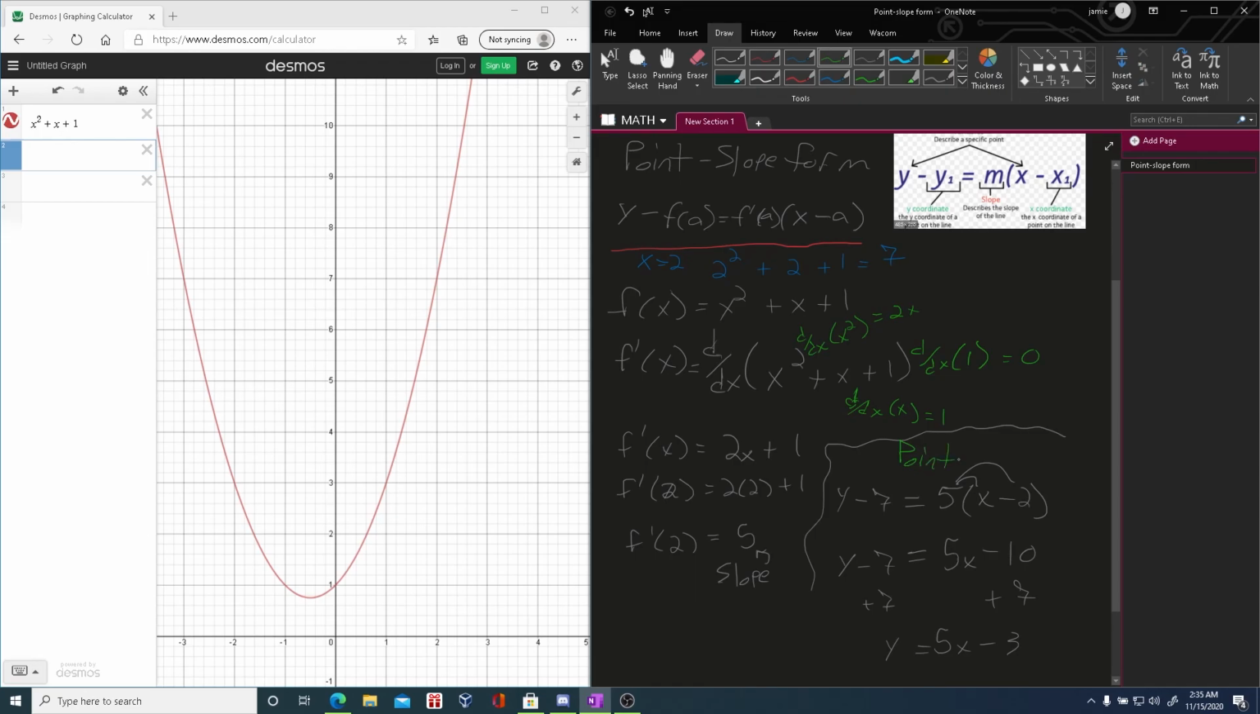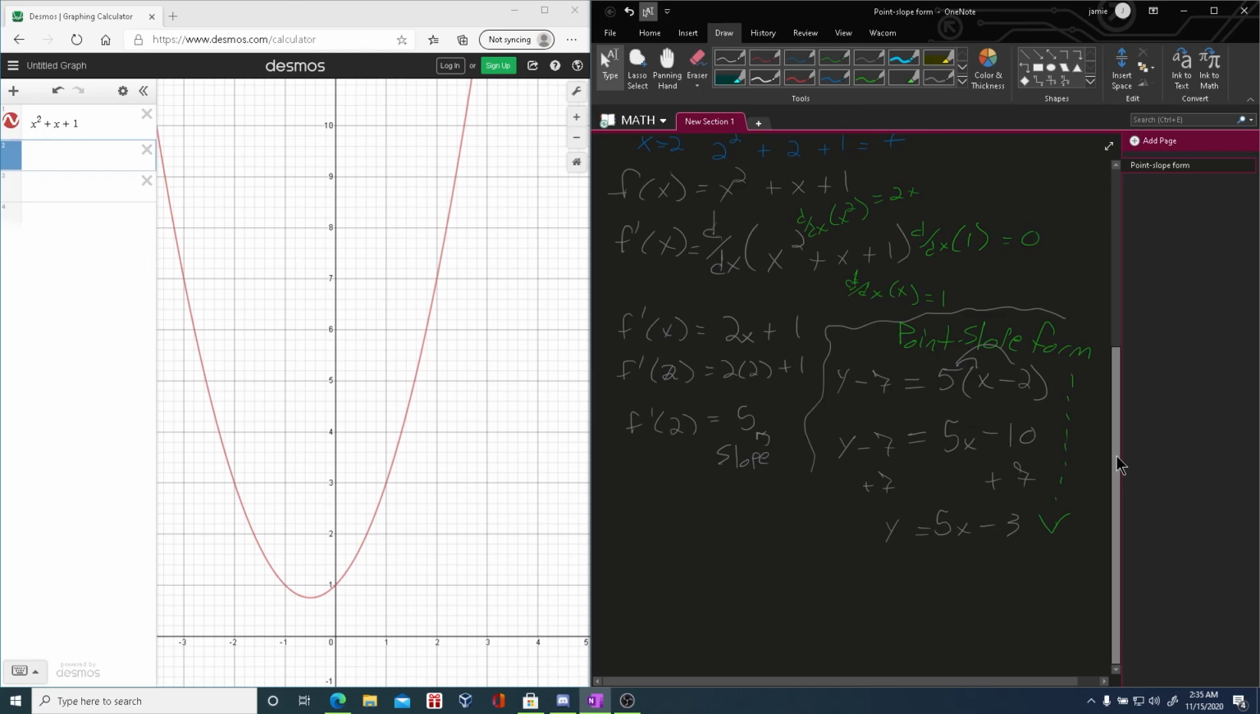All we did was we converted this point-slope form, and we converted it down to, forgive me, I forget the name, slope-intercept form, which we recognize right here, y equals mx plus b.